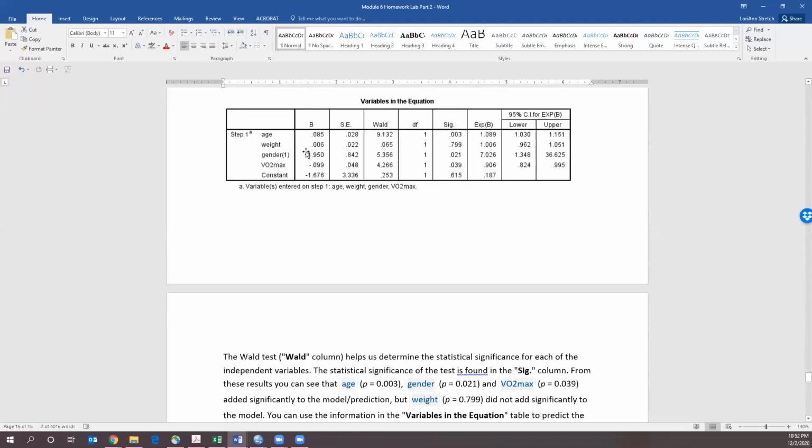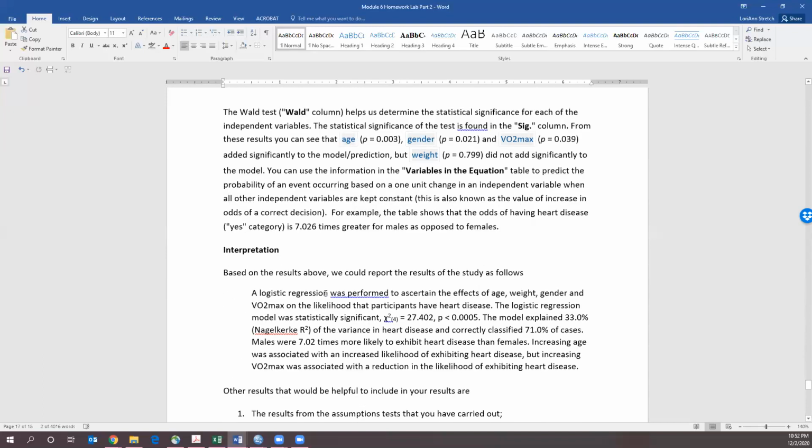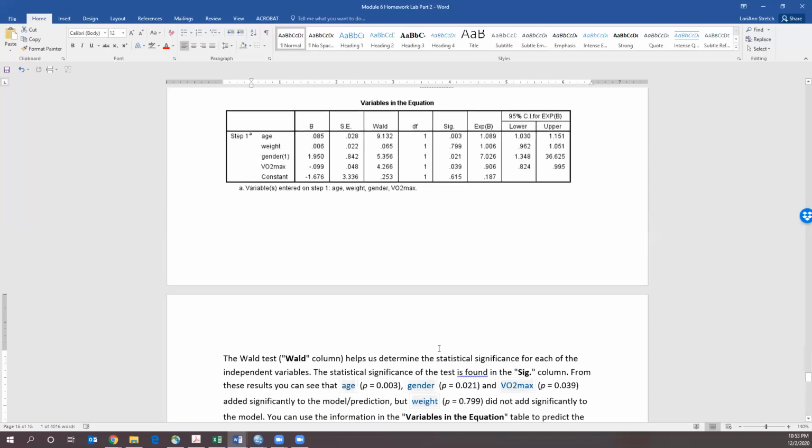So we have these right here. And the way we're going to interpret it is: logistic regression was performed to ascertain the effects of age, weight, gender, and oxygen on the likelihood, which is logistic regression terminology, that the participants have heart disease. The logistic regression was statistically significant, chi-square with 4 degrees of freedom equal to 27.402, p-value of less than 0.0005. Now, where did we get that information from?